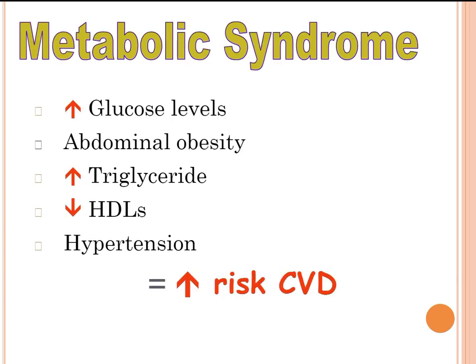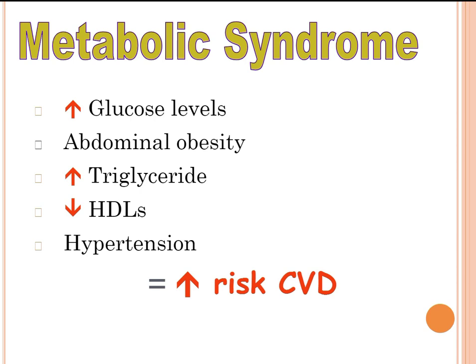About 1 in 3 adults has metabolic syndrome. So what is metabolic syndrome? It is a condition characterized by increased glucose levels, increased triglyceride levels, decreased levels of HDLs, and hypertension. Presence of at least 3 of the 5 components is considered metabolic syndrome.